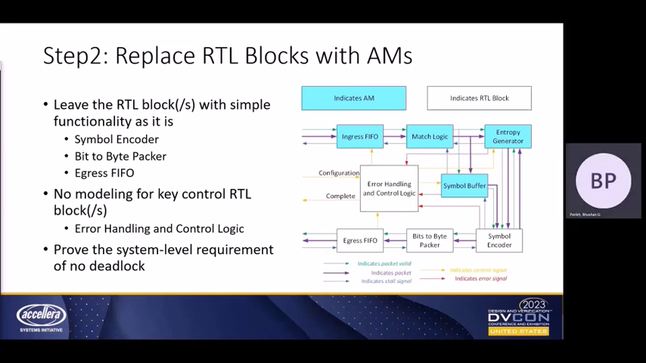Now, once we have our formal environment ready with architectural models, we can start proving the no deadlock requirement and debug the failures. In case we achieve the formal proof for the property, we cannot use it for the sign-off unless we complete the most important step 3, that is verifying the architectural model and RTL blocks.